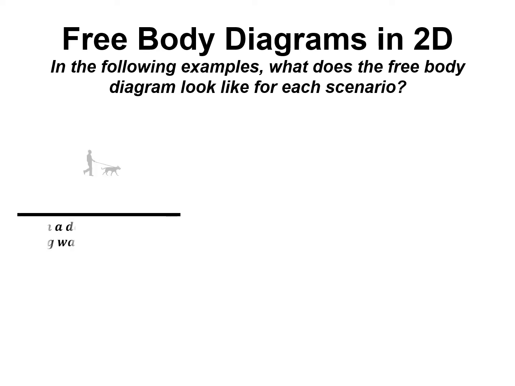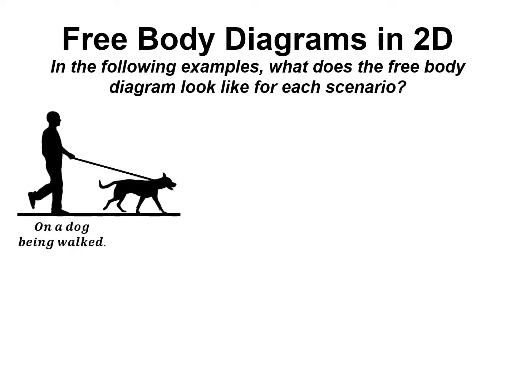So for the first one, we have a guy who is walking a dog. Now the prompt says that a dog is being walked. So we're talking specifically about the dog that's being walked. So we're making the dog our system. That's what we're looking at when we look at the forces that are applying to our system.